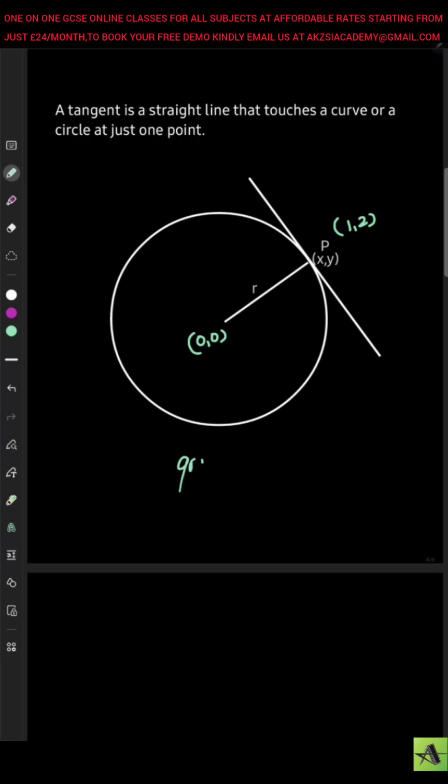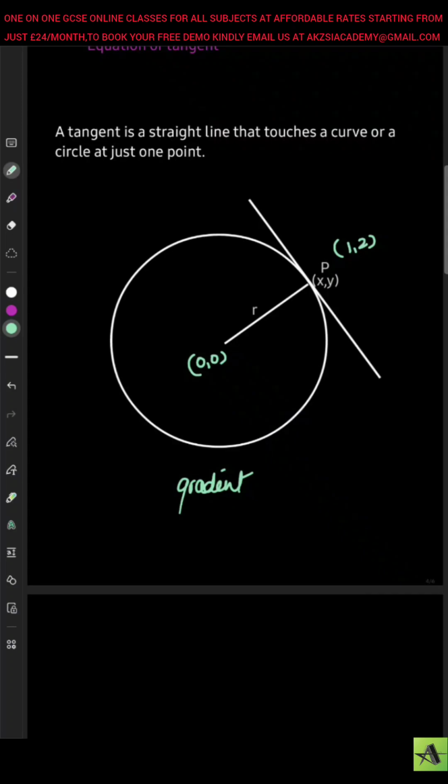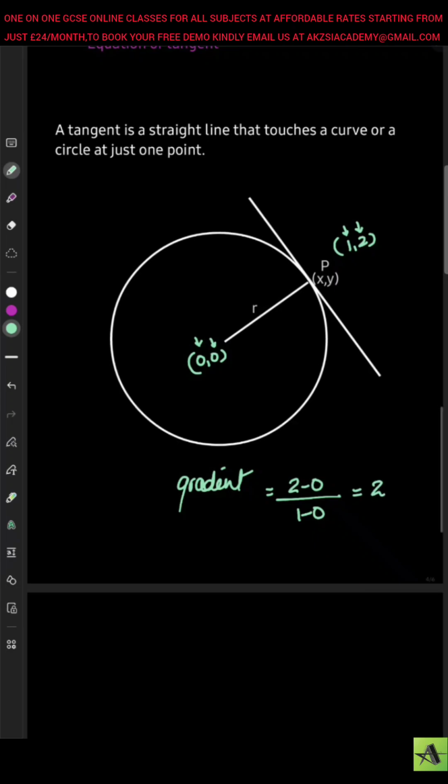So the gradient of the radius is going to be change in y over change in x, that is y2 minus y1 over x2 minus x1. So y2 is your 2, y1 is your 0. So y2 minus y1, 2 minus 0, over x2 minus x1, that is 1 minus 0. So that gives me a gradient of 2. So we got to know that the gradient of this radius is 2.